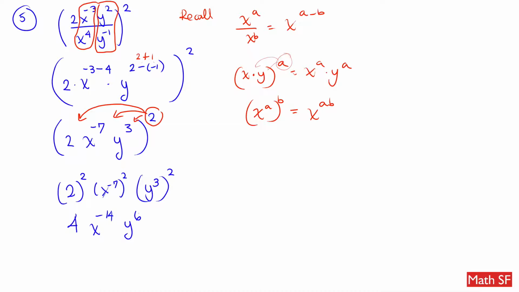But this could be my answer. But the instruction says write the answers using positive exponents. So anything that is on top should go to the bottom, and anything that's on the bottom should go on top. Now I'm going to give you a quick example where I'm explaining that.